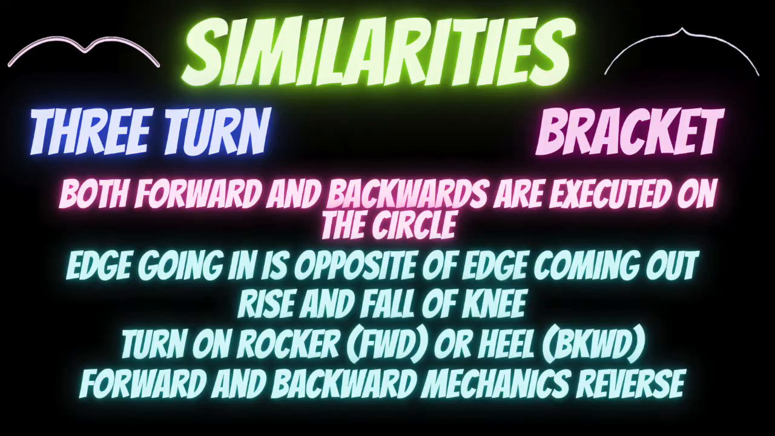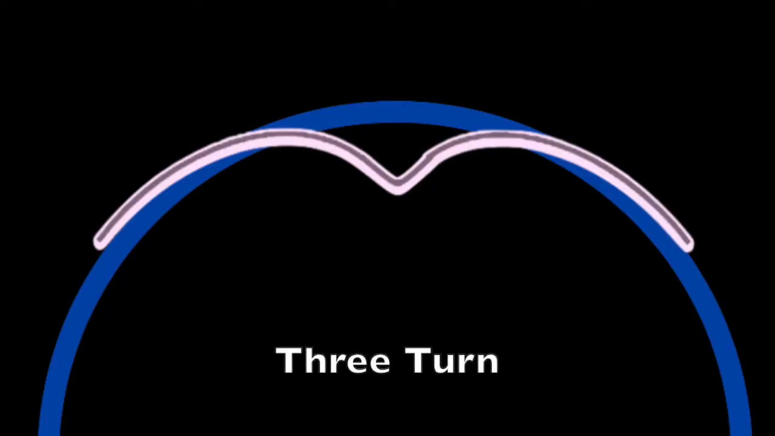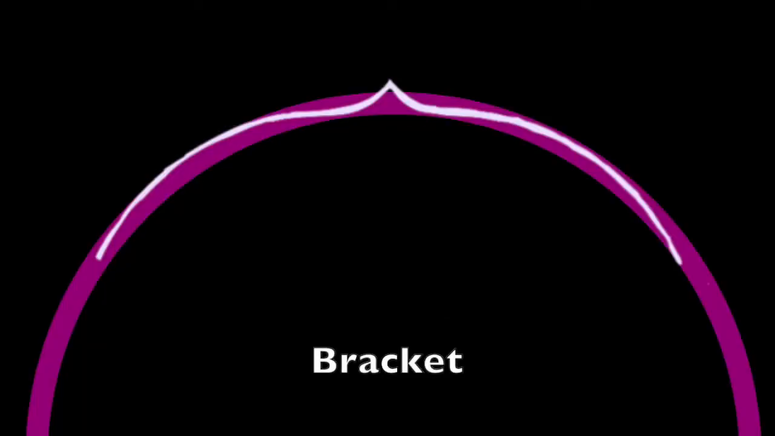This is super important information to know, and it will really help you understand what those differences and similarities are. There are going to be 4 similarities that we're going to talk about with the 3 turn and the bracket. The first thing they both have in common is that they are both executed on a circle. What that means is that when we do the full turn, whether the bracket or the 3 turn, the turn stays on one circle. You don't see part of the turn going onto another circle. The entrance edge and the exit edge are on the same lobe. That is one of the main similarities.